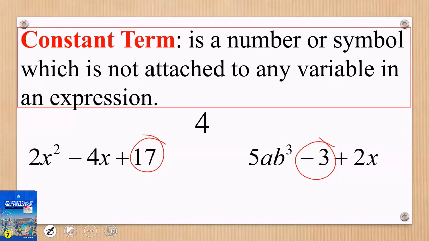So these are the few things we want to learn. These are the terminologies we're going to use in dealing with algebraic expressions in general.